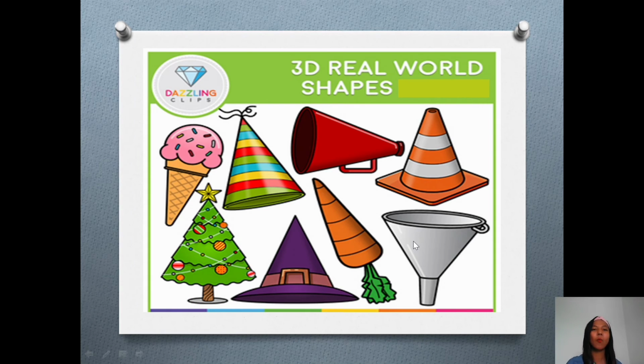Next, what kind of shape is this? Who among you likes to eat a lot of ice cream and likes to have a Christmas tree? So this shape is a cone. Very good. Many cones, so it's cones with S. C-O-N-E-S.